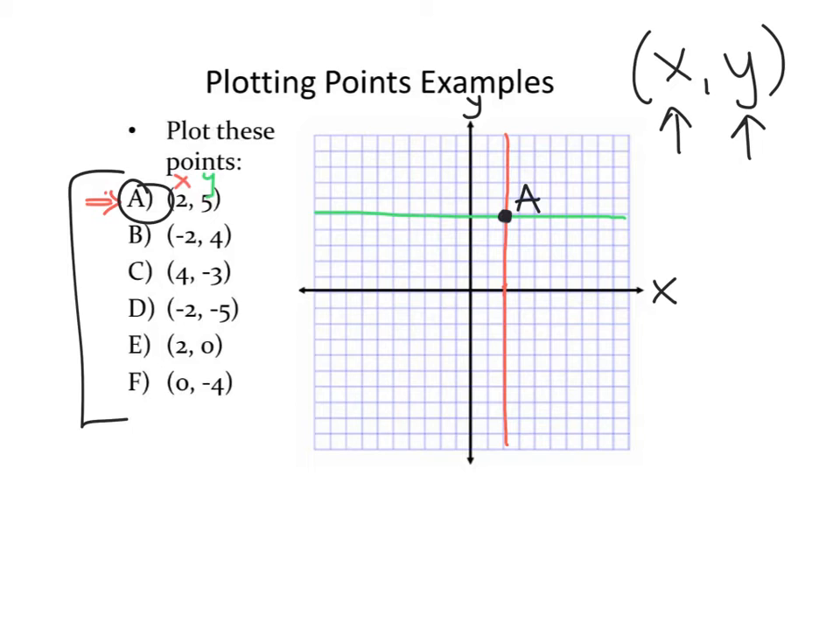All right, so B. I hope you found B at -2, 4. -2 on the x-axis would be over here, and then 4 would be here. So that point should be right here, B. C, well, C should be at 4 on the x-axis, which is right here, and -3 on the y-axis, so your point should be right here.